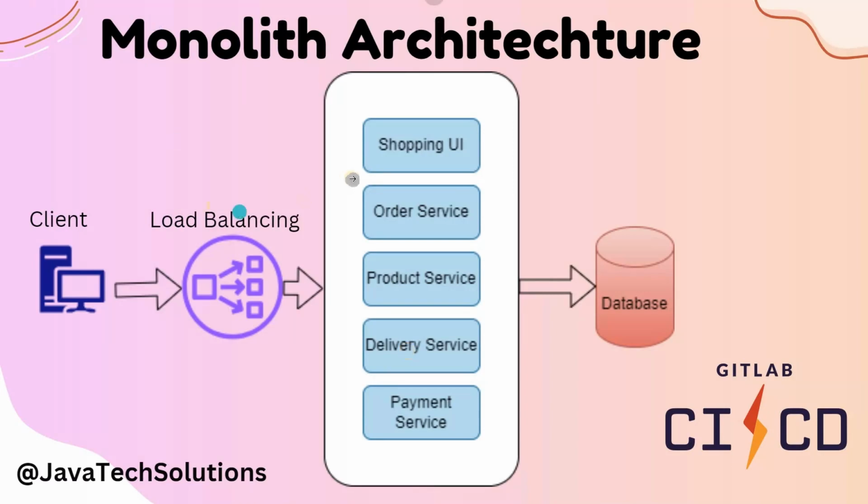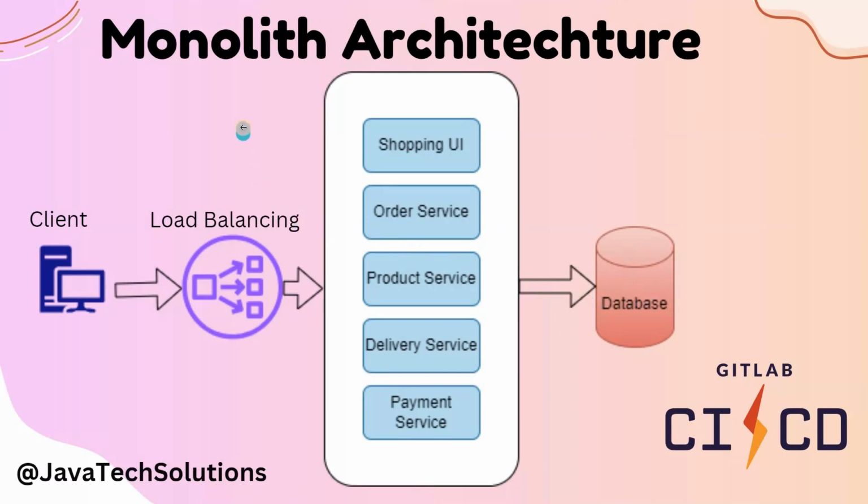So in a monolith application, whenever a client comes to access this particular application, it comes to the load balancer, and accordingly it gets the application's user interface, and from there it tries to place the order. They can get the product details, or also the delivery services and payment services, and based on that they can save the data in the database or fetch the data from the database.